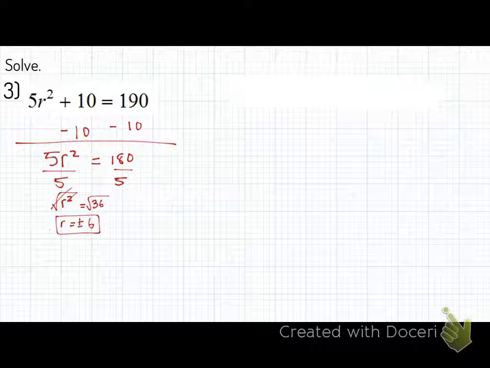Because it's a 6, right? Here's the question. When I ask you if it's rational or not, you need to think, can I make this a fraction? Can I make 6 a fraction? Yeah. How do you write it as a fraction? 6 over 1. Does that make sense?